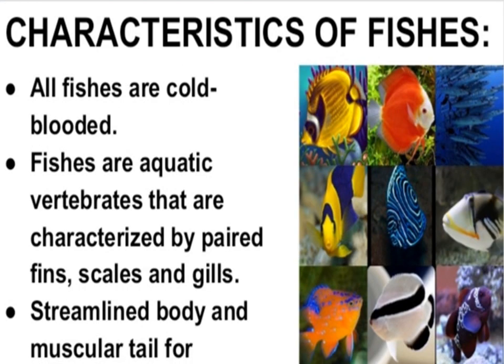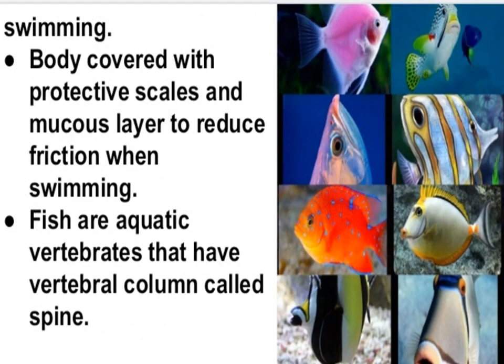Now I am going to talk about the characteristics of fishes. So first, all fishes are cold-blooded. Fishes are aquatic vertebrates that are characterized by paired fins, scales and gills, streamlined body and muscular tail for swimming. Body covered with protective scales and mucus layer to reduce friction when swimming.